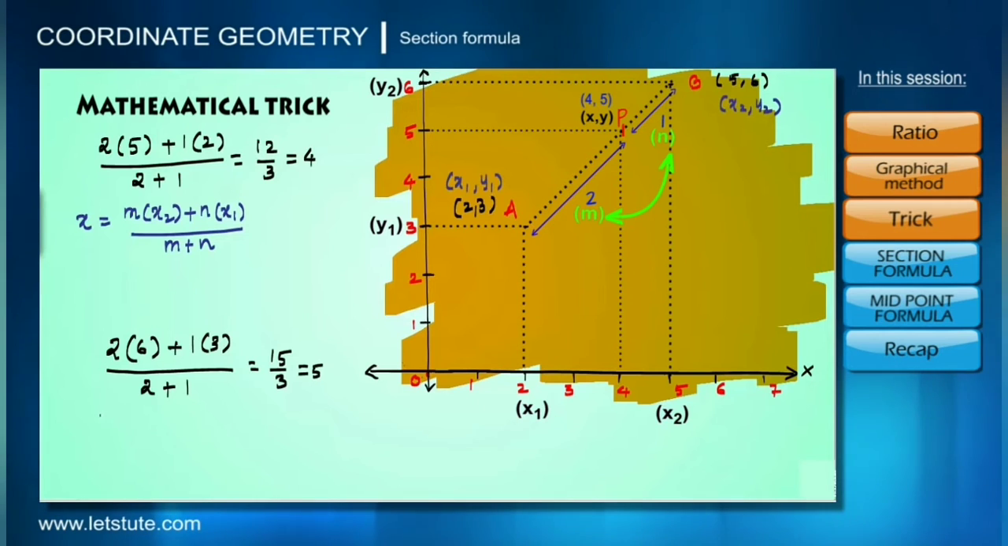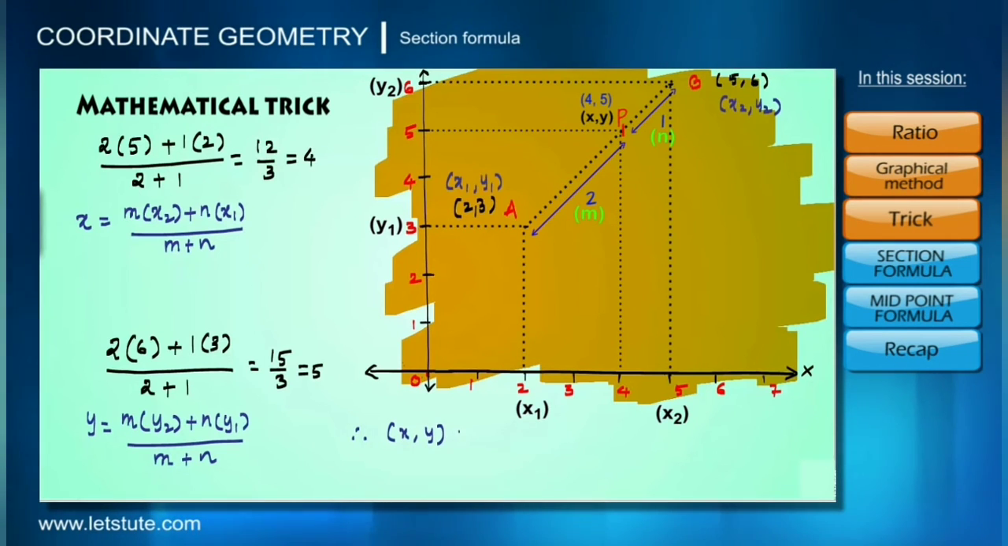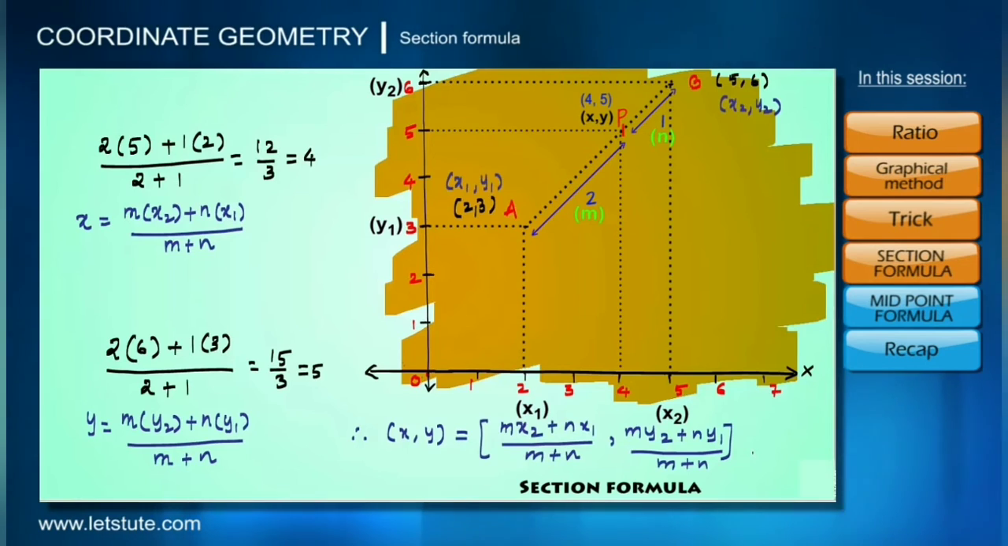Similarly, we'll get the value for y. So y equals the first part of the ratio multiplied with the y coordinate of the second point, added to the multiplication of the second part of the ratio and the y coordinate of the first point, divided by the sum of the components of the ratio. So therefore, we can say that (x, y), the unknown coordinates, can be found out using this formula. This is called the section formula.